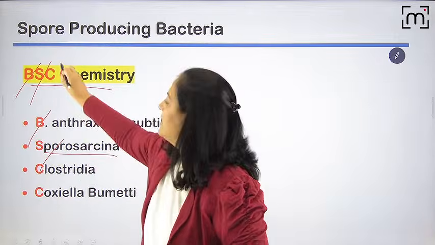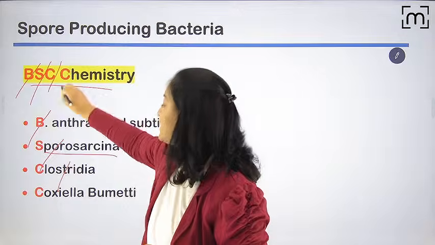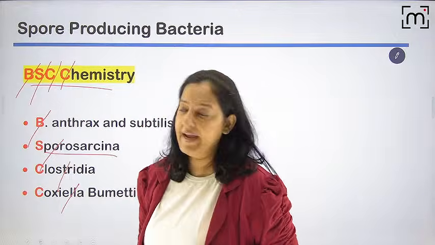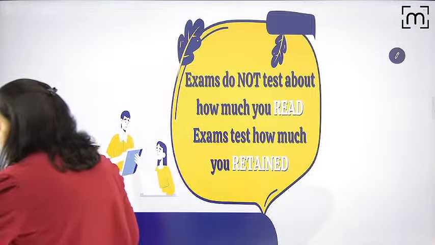I will not teach you this. C for Clostridium. One more C for Coxiella burnetii. Okay, these 4 bacteria are spore forming. We are done with this topic also. Can we revise it quickly? People, are you with me?